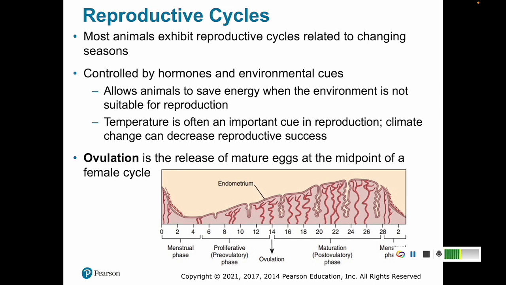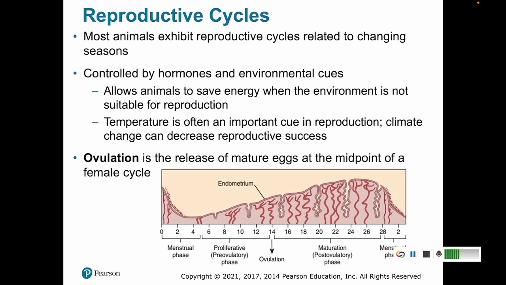Reproductive cycles are going to be controlled by hormones and environmental cues. Through the last part of this chapter, we'll actually come in and talk about some of those hormones and some of those cues and how reproductive cycles work. But reproductive cycles allow animals to save energy when the environment is not suitable for reproduction. Temperature is often an important cue in reproduction. So things like climate change can decrease reproductive success. Even an insect might suddenly take that cue of temperature and start reproducing a little bit earlier in the year, when they normally wouldn't.